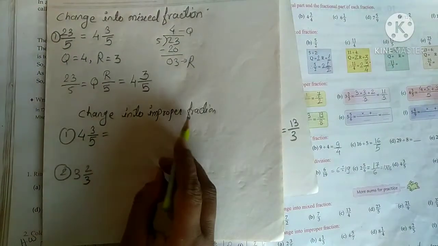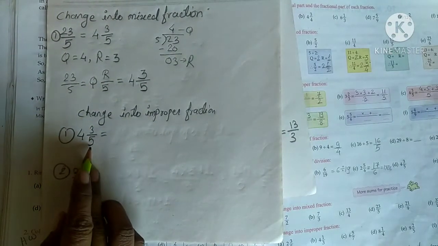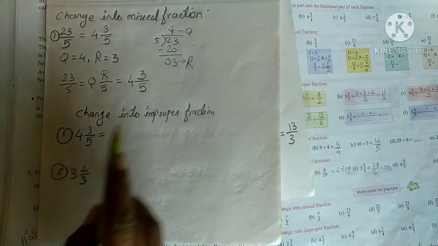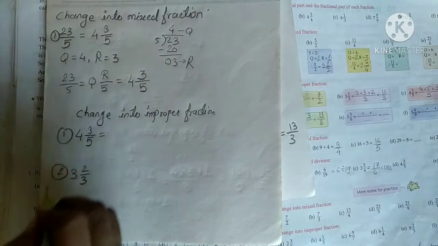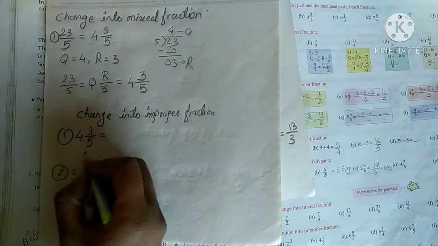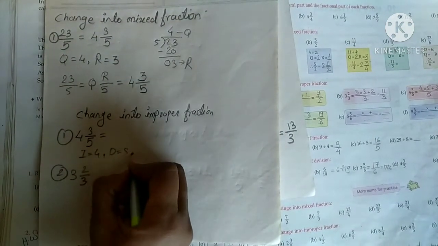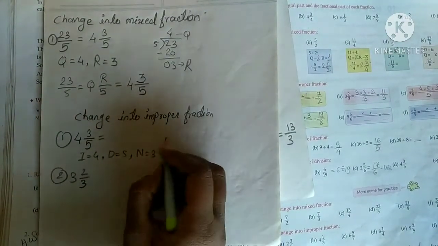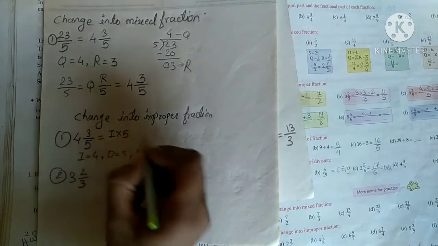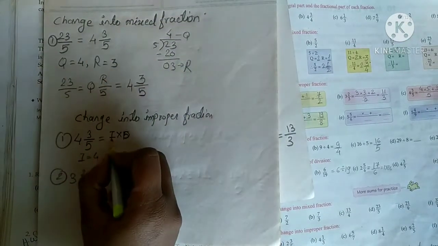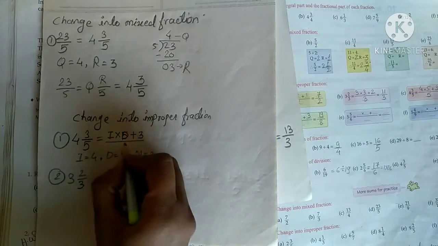Next we change into the improper fraction. In this question a mixed fraction is given and we have to convert this mixed fraction into an improper fraction. So इसमें आपको ये जो mixed fraction इसे convert करना है improper fraction में. So ये जो 4 है that is the integral, 5 is the denominator and 3 is the numerator. Okay. So first आपको करना होता है कि integral part को multiply करना है denominator से. Okay. So multiply the integral by the denominator plus numerator, whole divided by denominator.